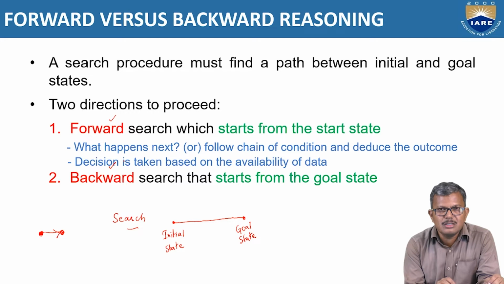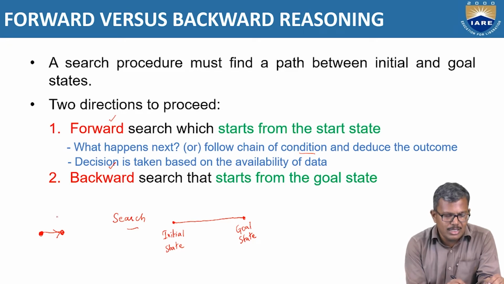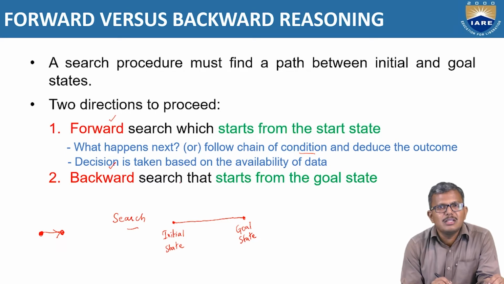So in the forward search, our concentration will be on this particular question: what happens next? For clear understanding, it is a process of applying the conditions, continuously applying the conditions. When a specific condition is met for a specific situation or state, we move to the next state. Decisions are taken based on the availability of the data.